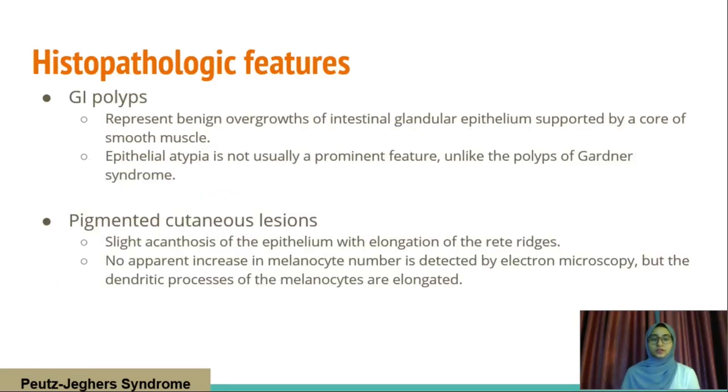Histopathological features of the gastrointestinal polyps represent as benign overgrowth of intestinal glandular epithelium supported by a core of smooth muscle. Epithelial atypia is not usually a prominent feature, unlike the polyps of Gardner syndrome. For pigmented cutaneous lesions, there's slight acanthosis of the epithelium with elongation of rete ridges. There's no apparent increase in melanocyte number, but the dendritic processes of the melanocytes are elongated.